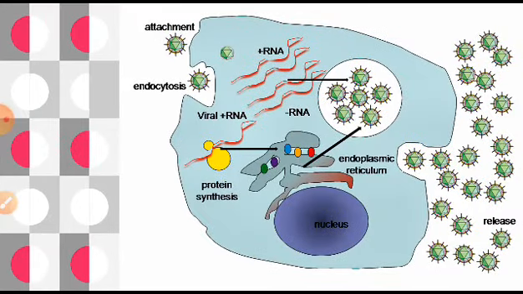This is another diagram for common viruses. You can see it's an RNA virus here. Attachment, then it goes through endocytosis inside, then the coat is dissolved, then the RNA comes out. Once the RNA comes out, it can directly go for protein synthesis using the endoplasmic reticulum and the ribosome, and by that it will produce many viral particles and release them outside.